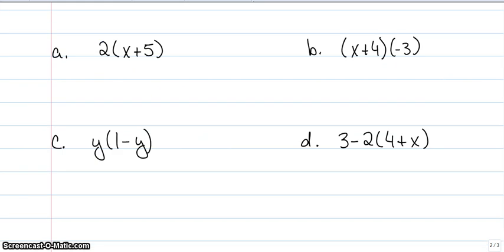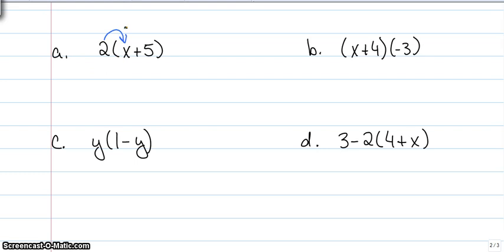Okay, now let's go ahead and use the distributive property. Now look right here. We have 2 times x plus 5. Notice that this 2 is right outside the parentheses. There's no addition, subtraction sign right there. That's how I know I need to multiply. So I'm going to distribute.